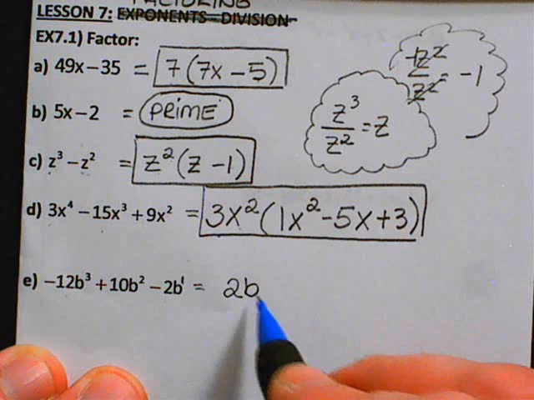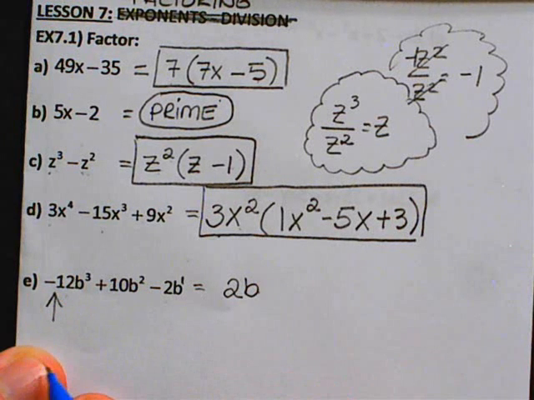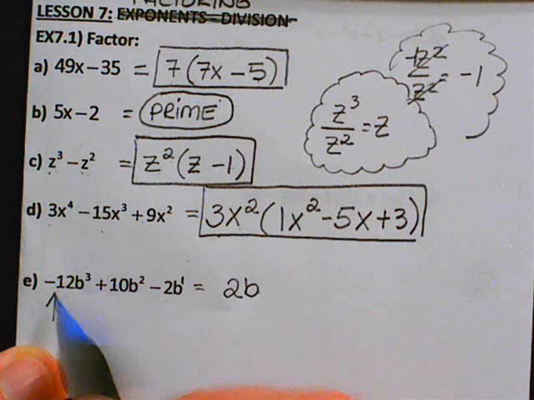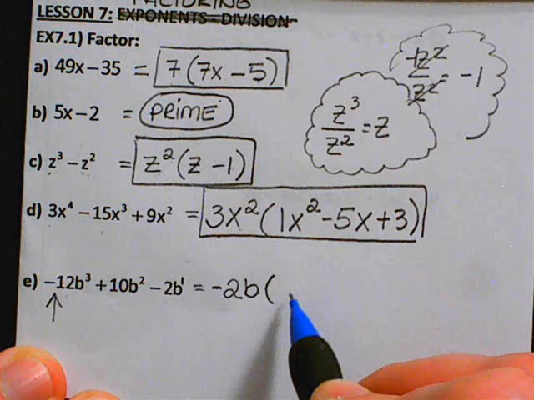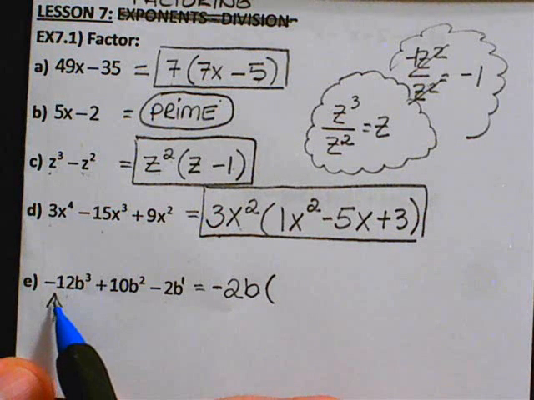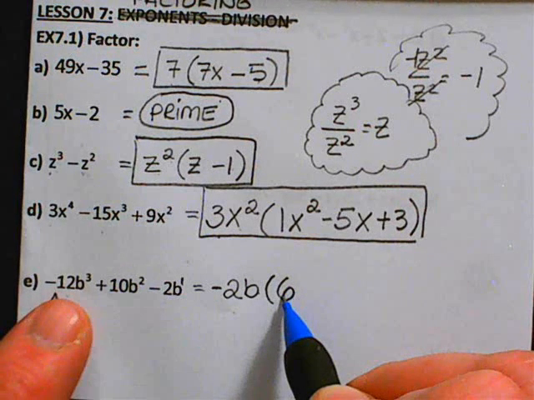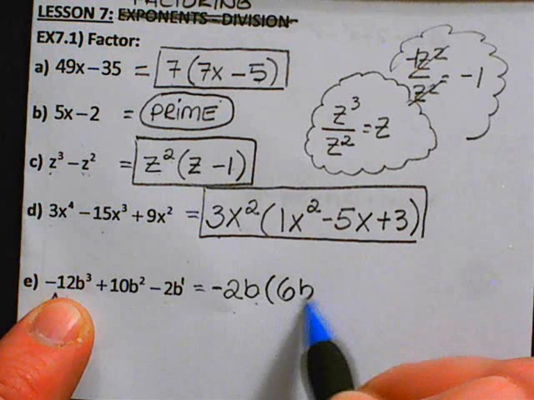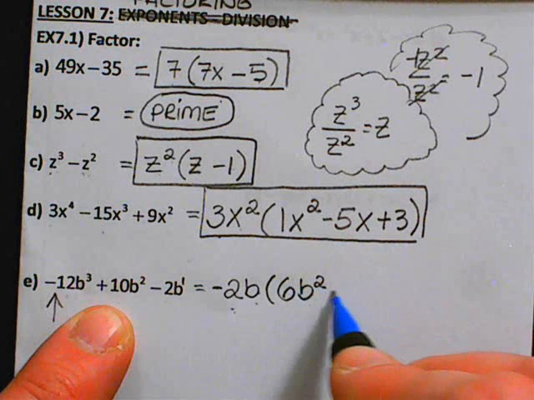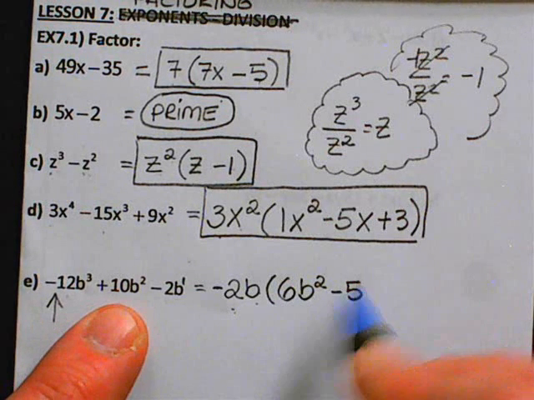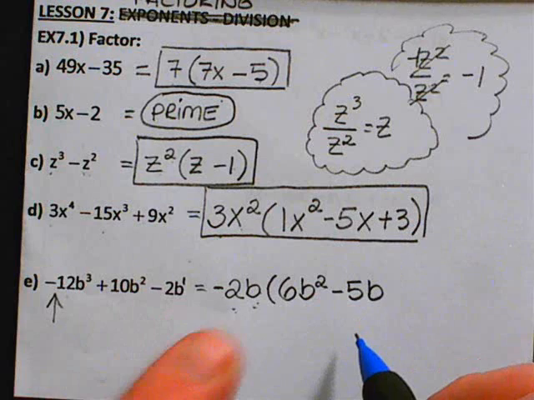Also, on this problem, we usually don't like to have the first number be a negative number. So in other words, to force the negative out, I'm going to factor out a negative. And by doing that, when I open that parenthesis, the first number here is going to be positive. Take a look. Negative 12 divided by negative 2 is positive 6. B cubed divided by the b will be b squared. Positive 10 divided by the negative 2 will be negative 5. B squared divided by b would be just b, or b to the first. And the last one, negative 2b divided by negative 2b is positive 1. And that's our factorization here.